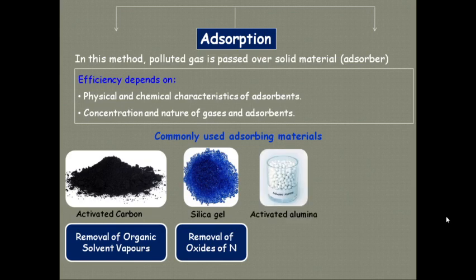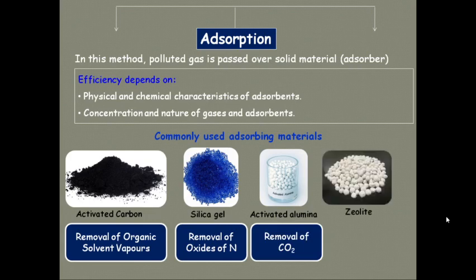The next adsorbing material is activated alumina, which is used for removal of carbon dioxide from a mixture of gases. Another material is zeolite, which is used for removal of hydrogen fluoride. So, for removal of a specific gas, the specific adsorbing material has to be selected. So, that was all about the removal of polluted gases using the adsorption technology.